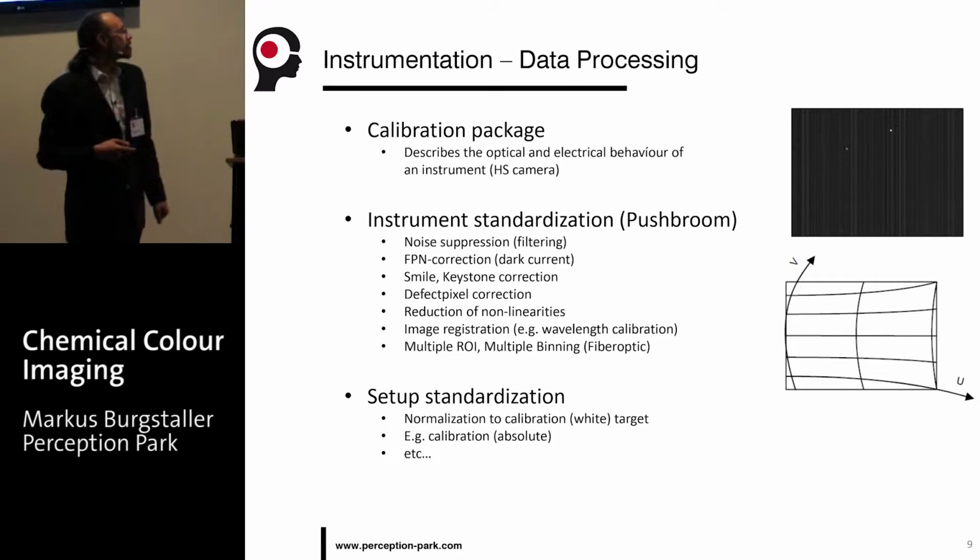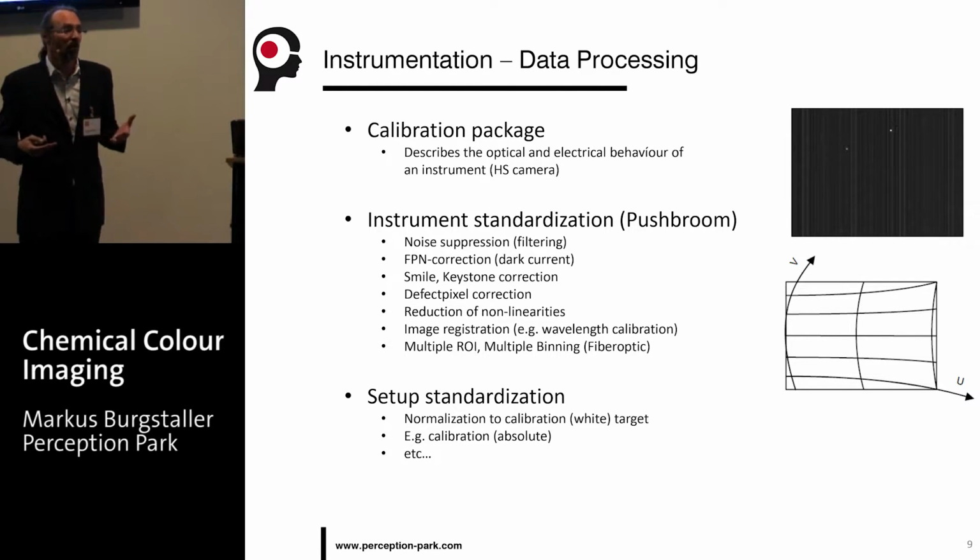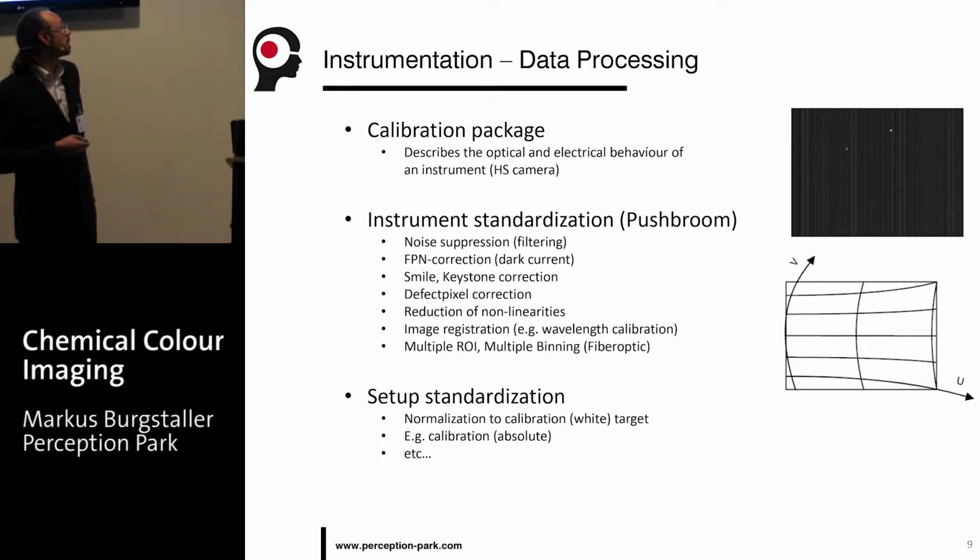Some short information about data processing. If you think a hyperspectral camera is always exactly the same as the next one of the same batch, then I have to say no, there are some differences. So a calibration is needed to standardize the cameras. By standardizing, typically noise is suppressed, smile and keystone correction is done, which means there is optical distortion on the image, and we later need to correct that. Defect pixel correction and so on, reduction of nonlinearities.